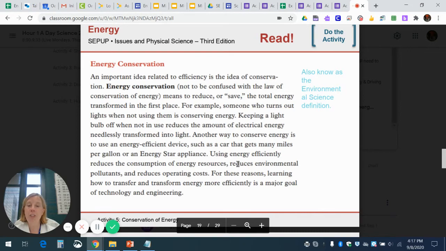Using energy efficiently reduces the consumption or use of energy resources, reduces environmental pollutants, and reduces operating costs. For these reasons, learning how to transfer and transform energy more efficiently is a major goal of technology and engineering.